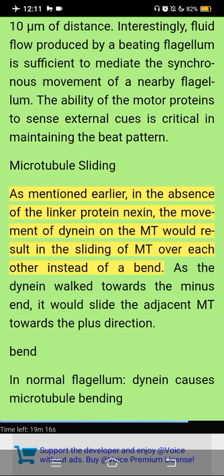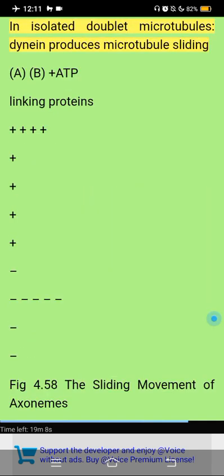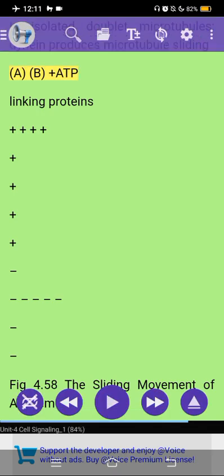Microtubule sliding. As mentioned earlier, in the absence of the linker protein nexin, the movement of dynein on the MT would result in the sliding of MTs over each other instead of a bend. As the dynein walks towards the minus end, it would slide the adjacent MT towards the plus direction. Bend: in a normal flagellum, dynein causes microtubule bending. In isolated doublet microtubules, dynein produces microtubule sliding. A, B: plus ATP.